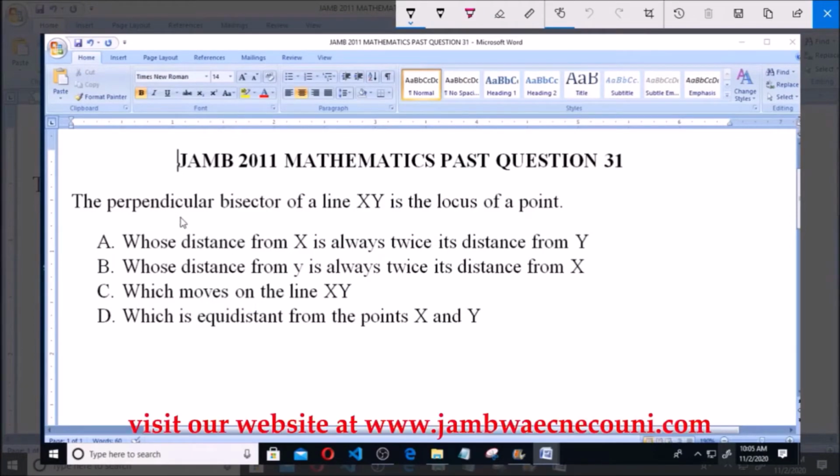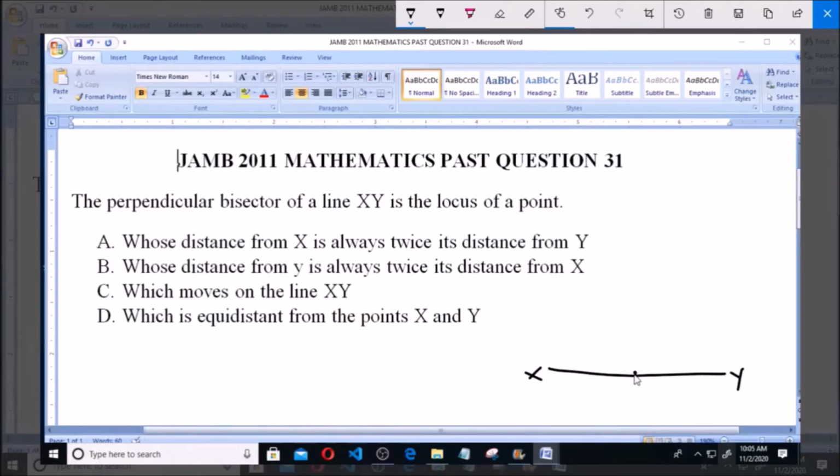Now the question says the perpendicular bisector of a line xy. Let's say, for instance, we have a line xy like this, x and y, and this is the center of this line. Now when you have a perpendicular bisector, that is, when you bisect this line from here, you have an arc like this, and the same thing down from here. Now when you join these two lines together, you have a perpendicular bisector like this.